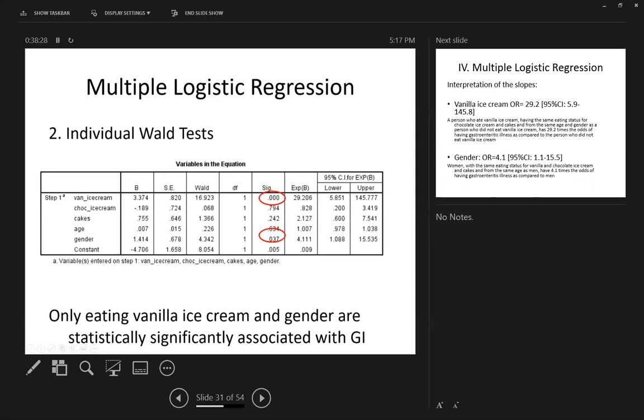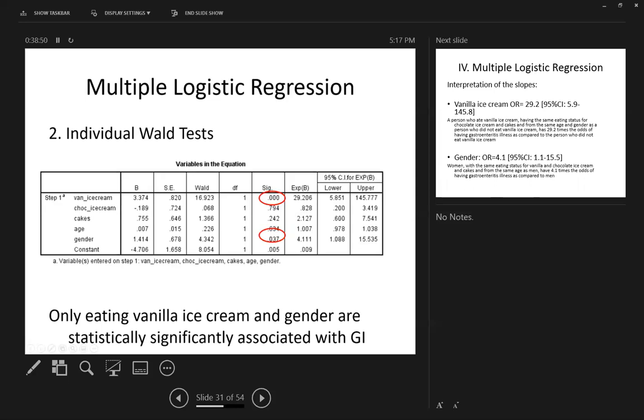The other variable is gender. I think maybe male or female, I'm not sure, but as we're talking, males could have 4 times higher odds of GI than females, controlling for other variables in the model. Is this particular beta significant? Yes, it is significant. So these are called adjusted ORs.